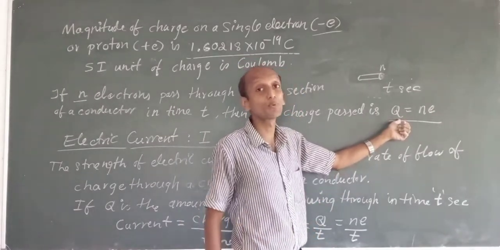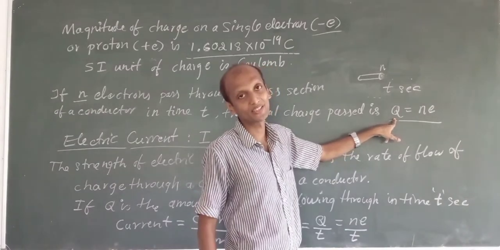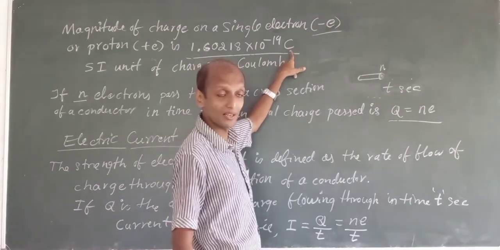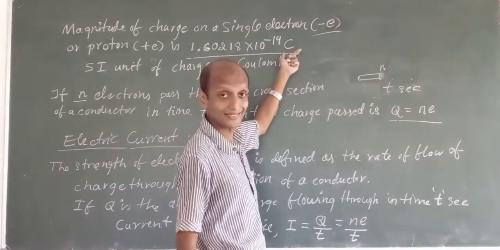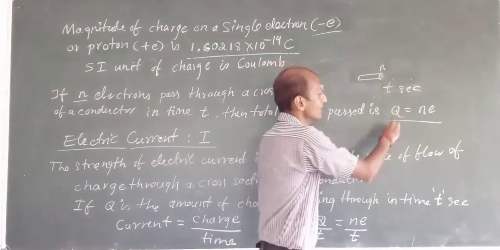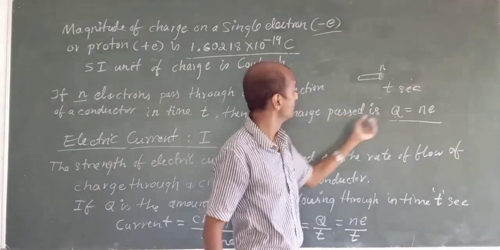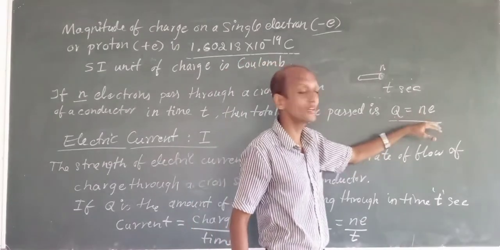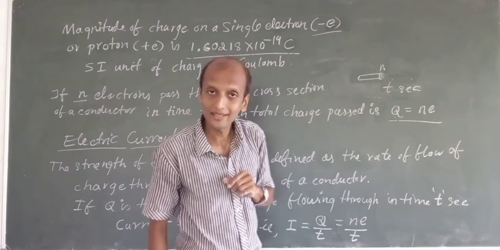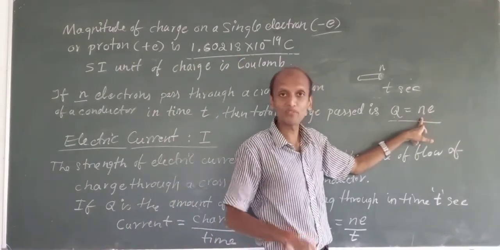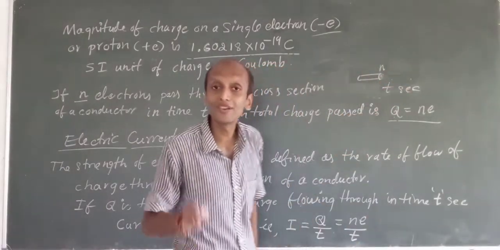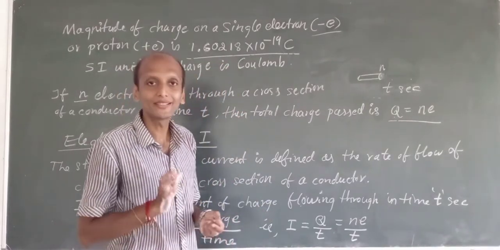Charge is denoted as Q. We use C for coulombs, to indicate the unit, the capital letter C, and for charge we use the letter Q. So the total charge passed is Q equals n into e. n is the number of electrons and e is the charge of 1 electron. So the charge of 1 electron into the number of electrons gives the total charge passed through this cross section area of a conductor in t seconds of time.